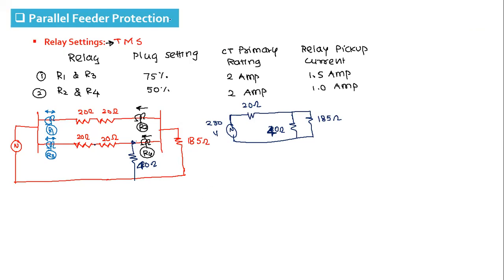It is 32.88. The parallel combination of these two is 32.88 ohm, and then it is added to 20 ohm because this is in series. So the fault current for this fault will be 230 divided by 20 plus 32.88, that is 230 divided by 52.88.